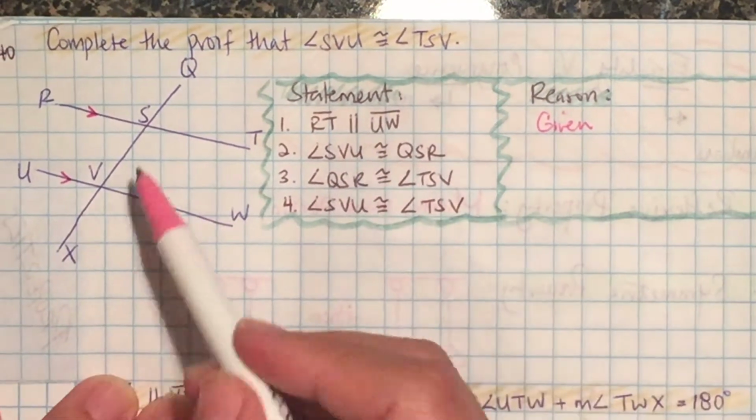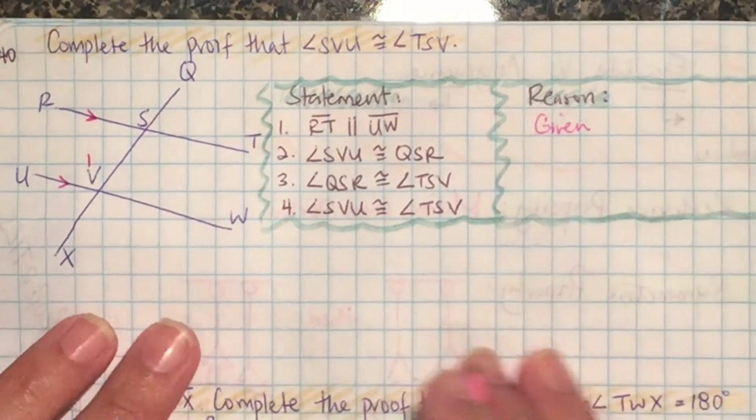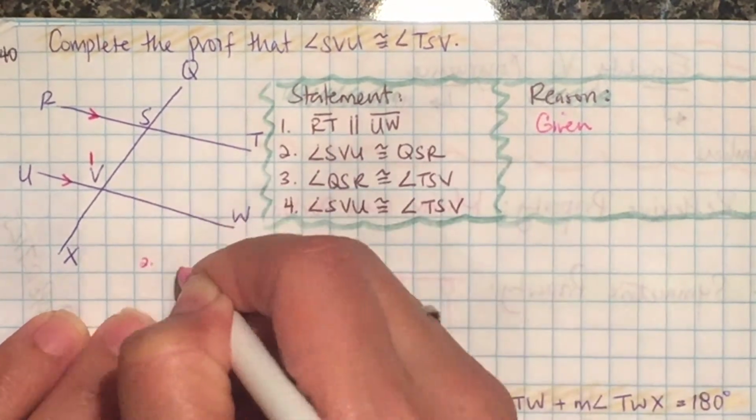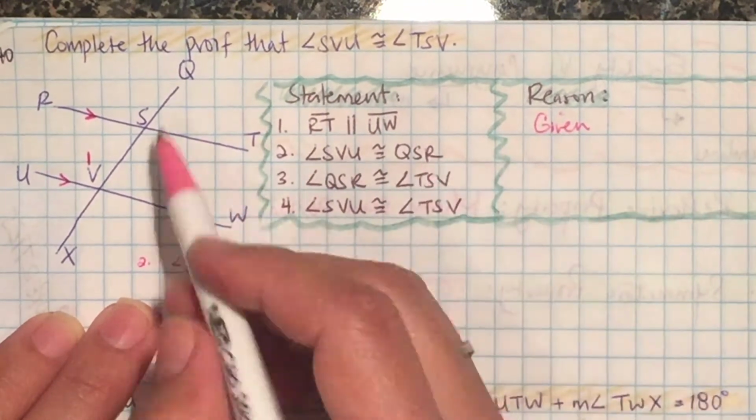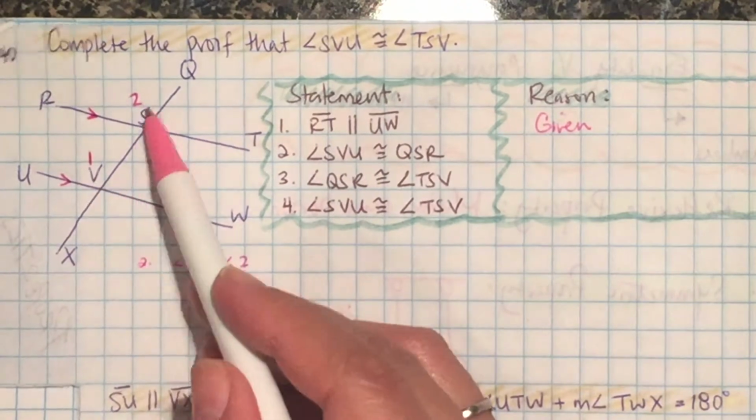Angle SVU, you're going to label that 1. You're going to use numbers because the letters are hard to keep track of. So I'm going to write that down. Angle 1 is congruent to QSR. So name that angle 2. So angle 1 is congruent to angle 2. Why is that?